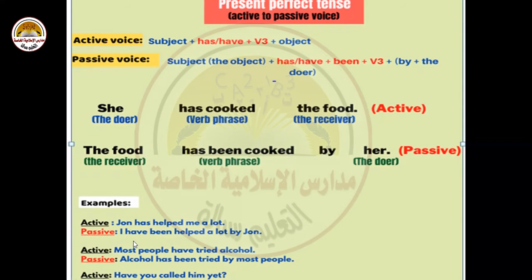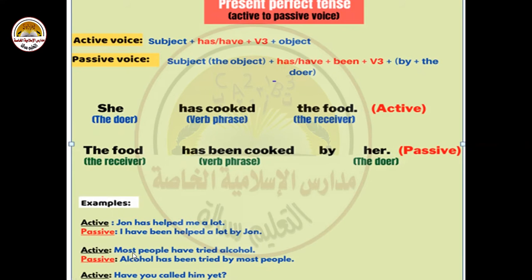Another example, John has helped me a lot. If I change it into passive, I have been helped a lot by John. It's up to you to write by at the end of the sentence. It's optional to write by and the person who does this action.